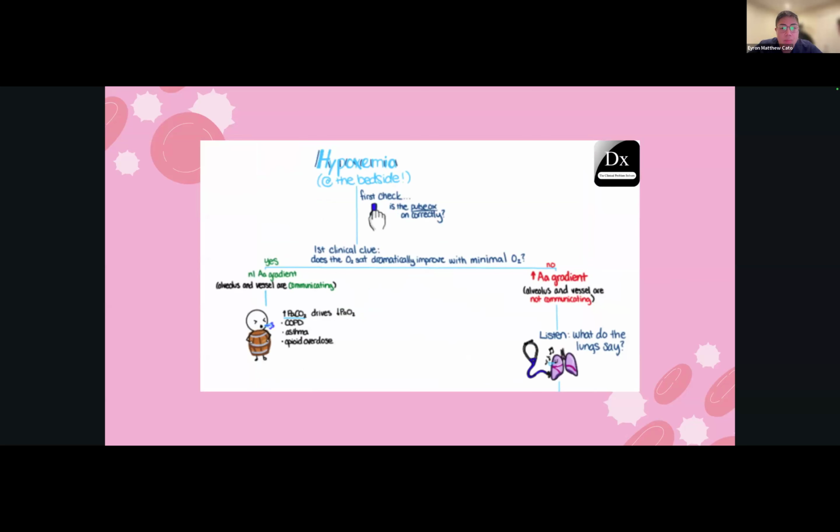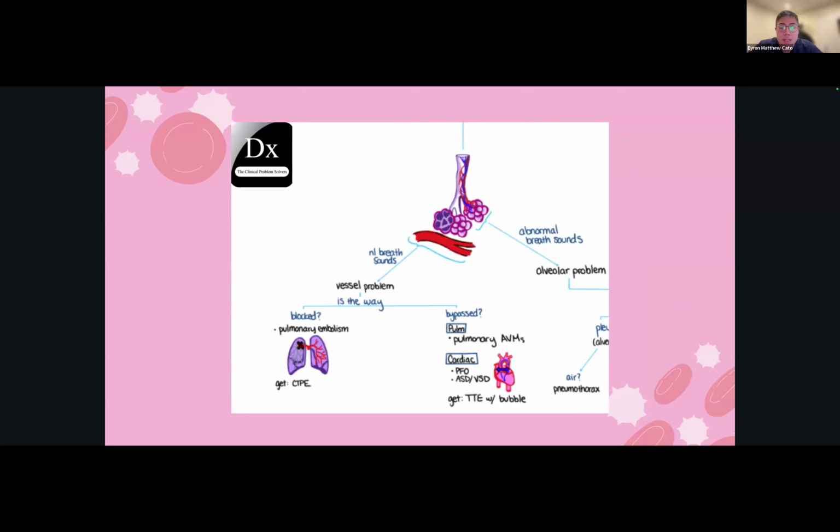So the next step down this pathway is to listen to the lungs. So to differentiate if this is an alveolar problem or a vessel problem. So in our patient who was noted to have a clear lung exam, this suggests that the problem is not at the level of the alveoli, but instead is at the level of the blood vessels. So we need to then figure out if there is a blocked vessel, such as in pulmonary embolism, or if there's a bypass of the vessel, such as in shunting.